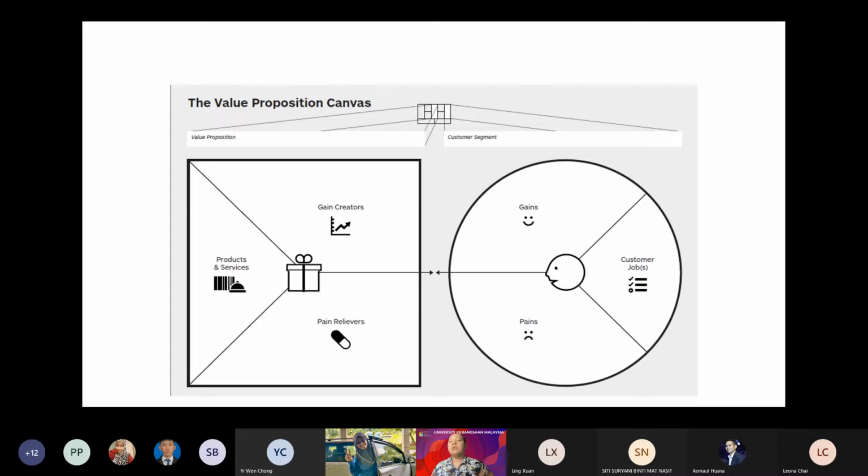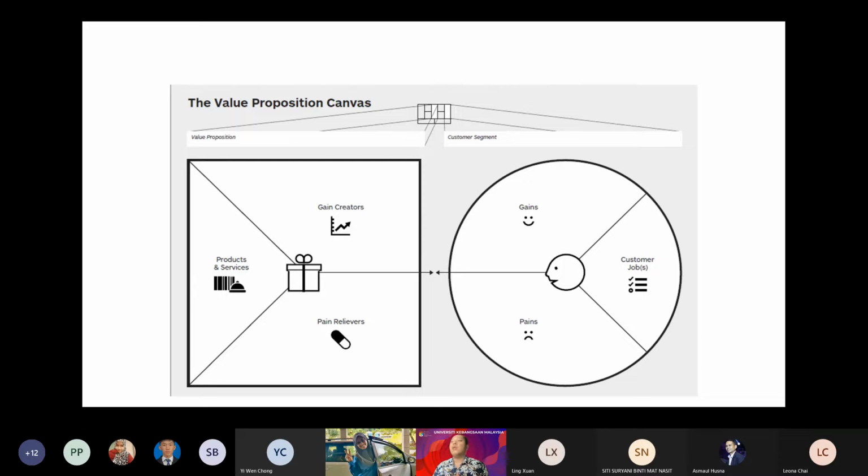Okay, so this is what I am talking about, the customer segment. What they mentioned in the video is that you have to study your customer. You have to look at what they are doing. What is the customer's job? I mean, what are they doing? The customer's job doesn't mean their occupation. It is the daily things that they are doing.